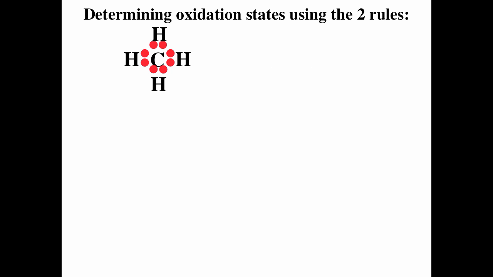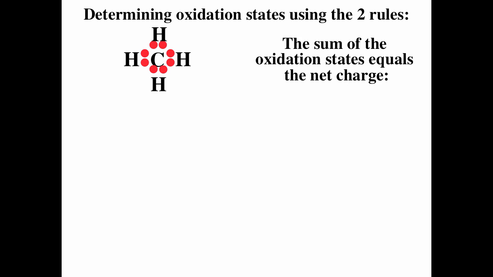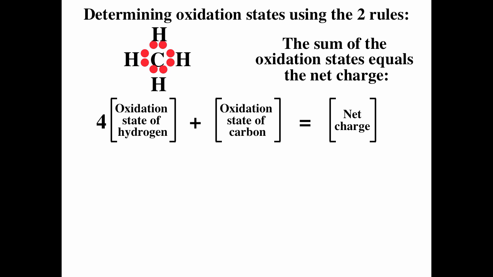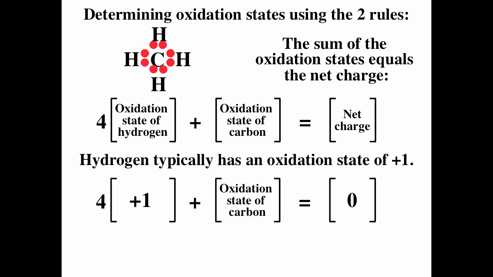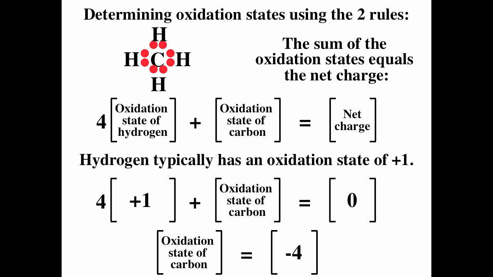If we look at another example, here we have methane. If we do the two rules, carbon can have a range, we're not sure. Hydrogen is +1, and the sum of oxidation states equals the net charge. So 4 times the oxidation state of hydrogen plus the oxidation state of carbon has to equal the net charge. Methane has no net charge, so the net charge is 0. Hydrogen is typically +1, so 4 times 1 gives us 4, plus the oxidation state of carbon equals 0. And so we subtract 4 from both sides, and the oxidation state of carbon has to equal -4.